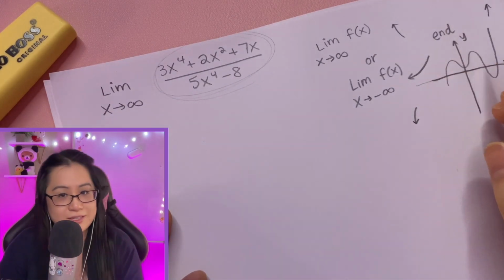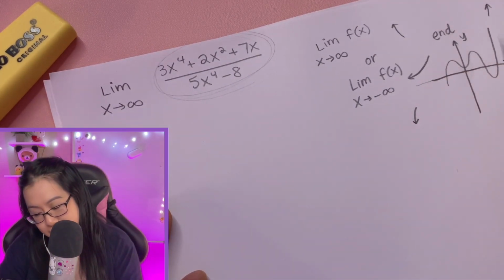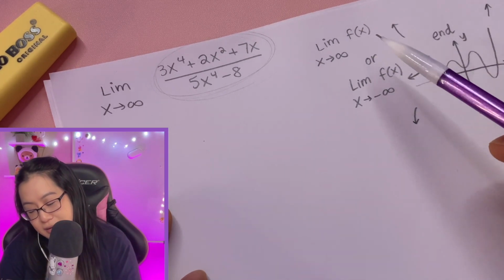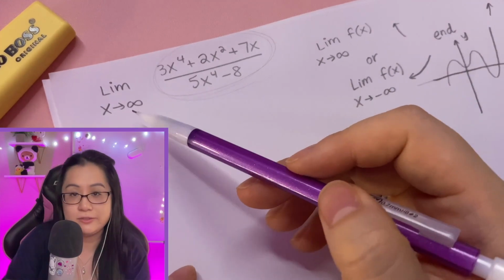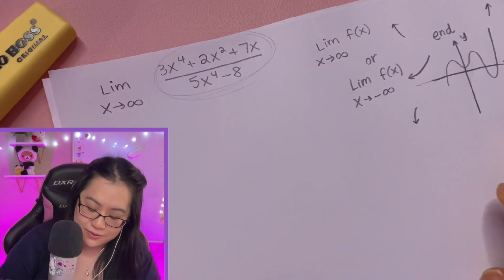So that's what we mean by end behavior. That's what we mean by limits at infinity. So it's either positive infinity or negative infinity. Okay, very good.